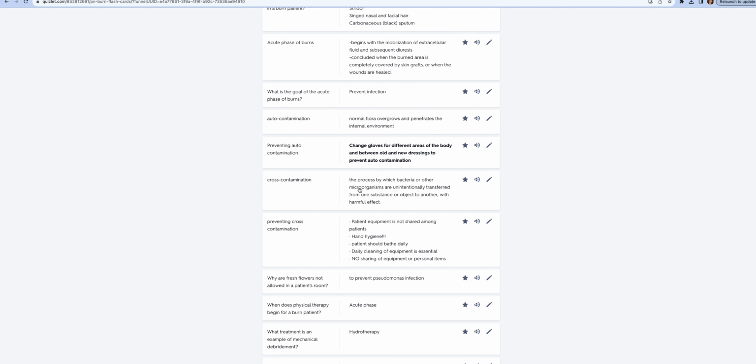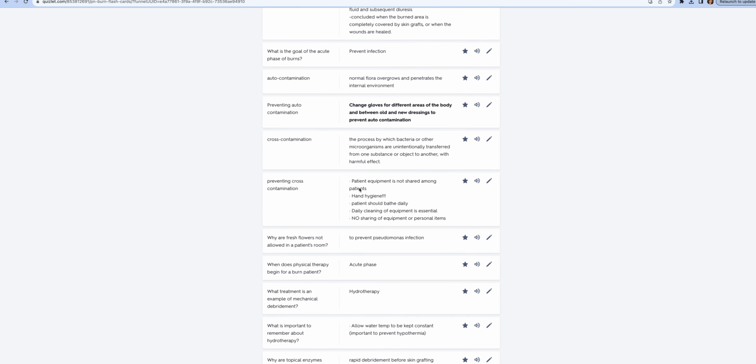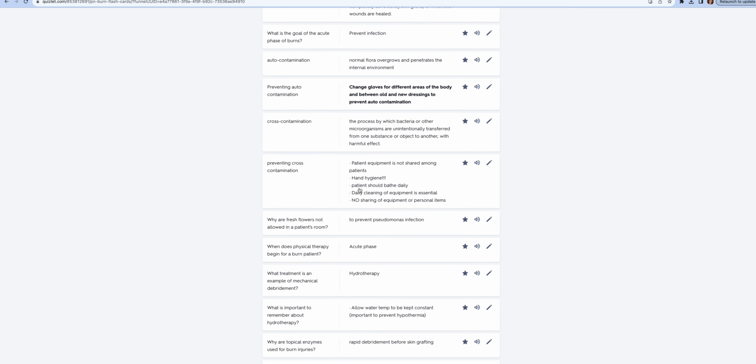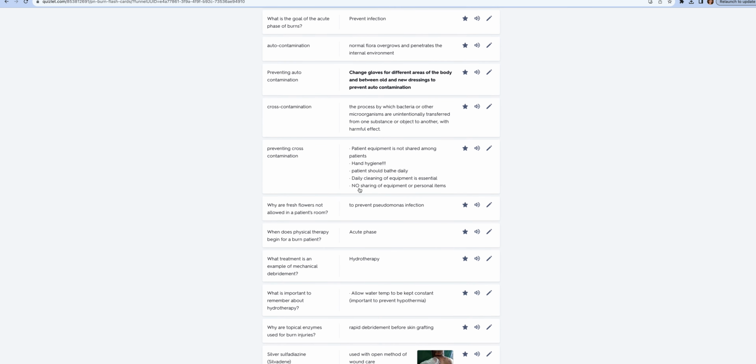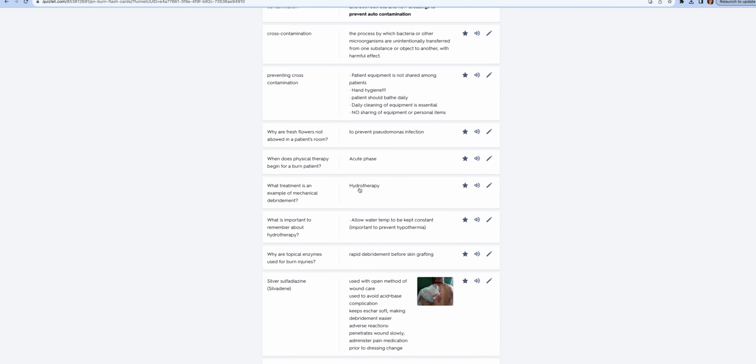So an example is like bringing a Dynamap room to room, okay? You don't want to do that in burn patients because they're more likely to get infection. So all their equipment should be in the room. Everybody should be practicing really good hand hygiene, and no sharing of equipment. We don't allow fresh flowers in the room to prevent Pseudomonas infection. Pseudomonas is a water bug, so you never want standing water laying around.